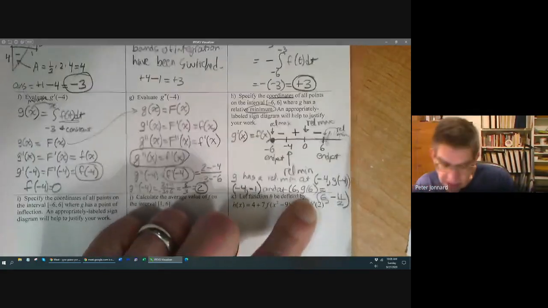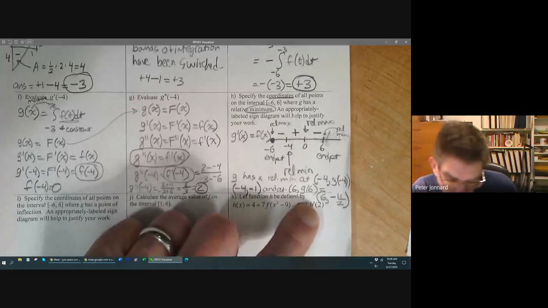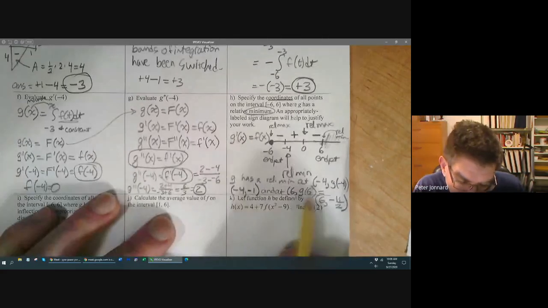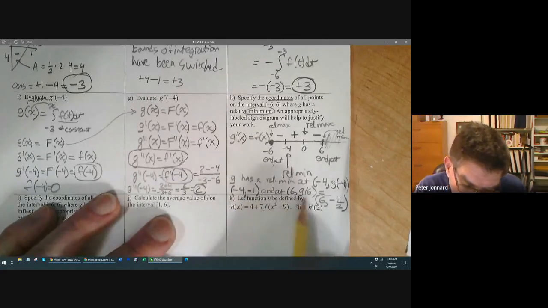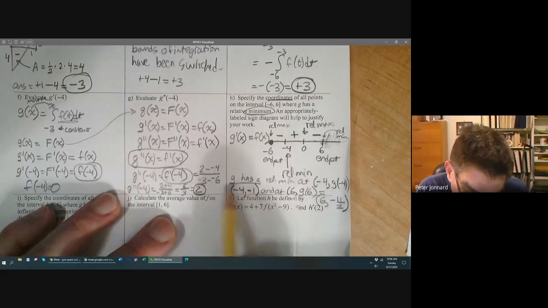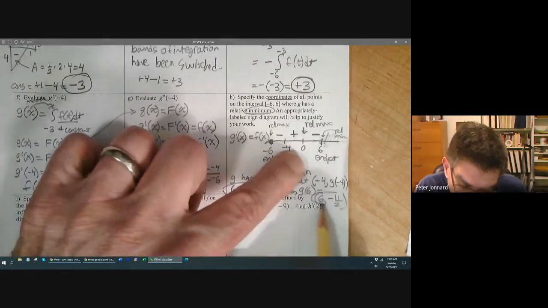Okay, and I'm sorry that that's kind of crammed in there like that, but there we have it. G has a relative minimum at -4, -1, and at 6, negative 11/2. So there are the 2 points where I end up with a minimum.